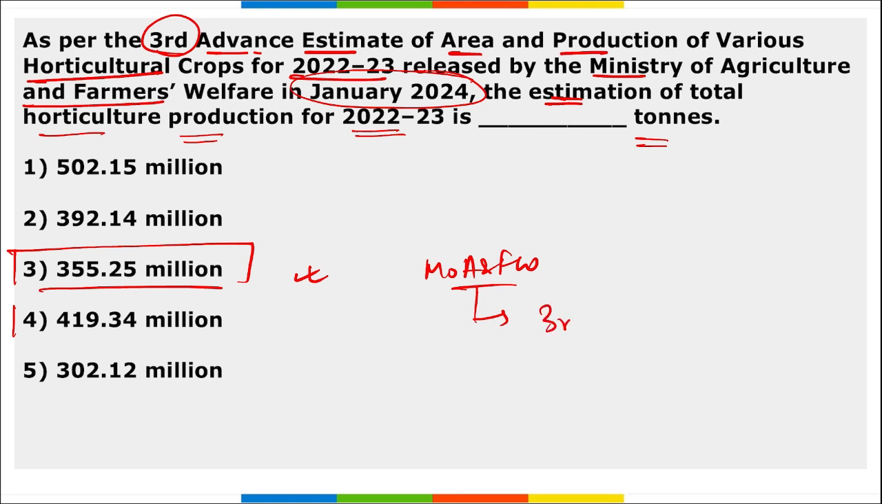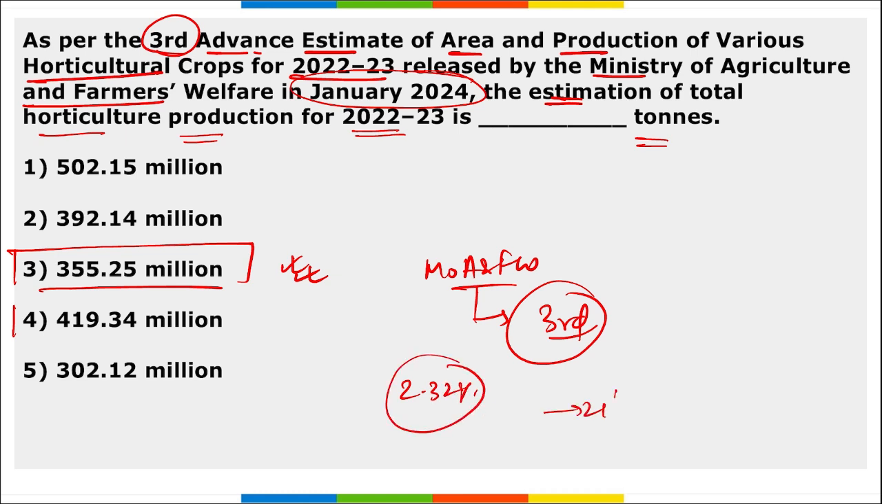They released this third advance estimate of area and production of various horticulture crops report, and here the estimation of the total horticulture production for 22-23 is 355.25 million tons, and this shows an increase of 2.32 tons from the past year of 21-22.